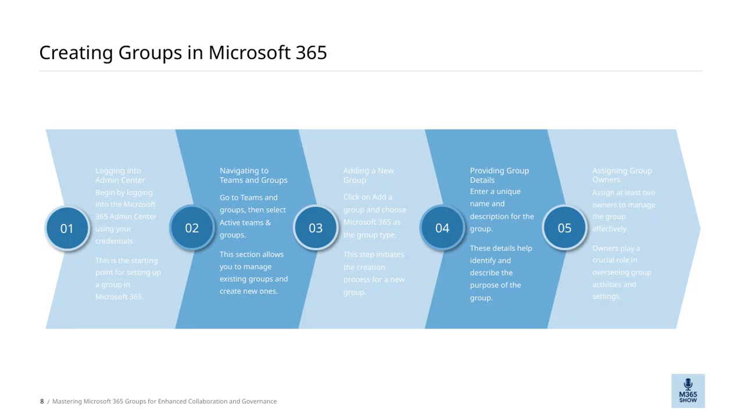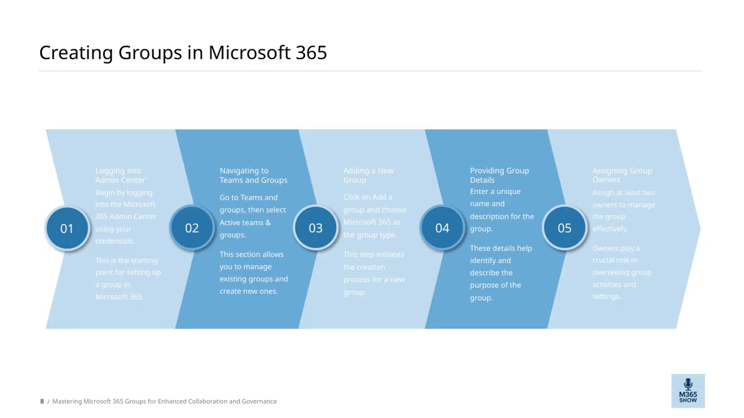After that, you'll need to enter a unique name and a brief description for the group. These details are important because they help everyone understand what the group is for and make it easier to identify later on. Finally, assign at least 2 owners to the group. Having multiple owners ensures that there's always someone available to manage the group's activities and settings effectively.